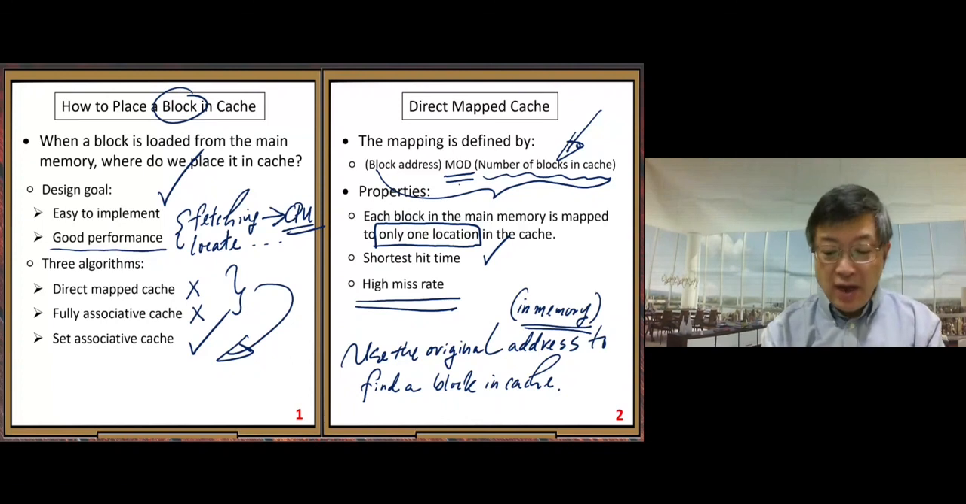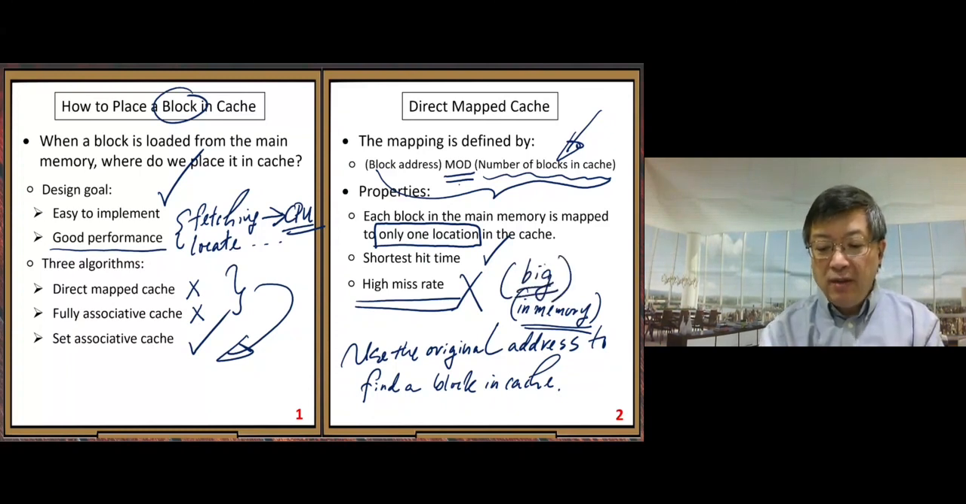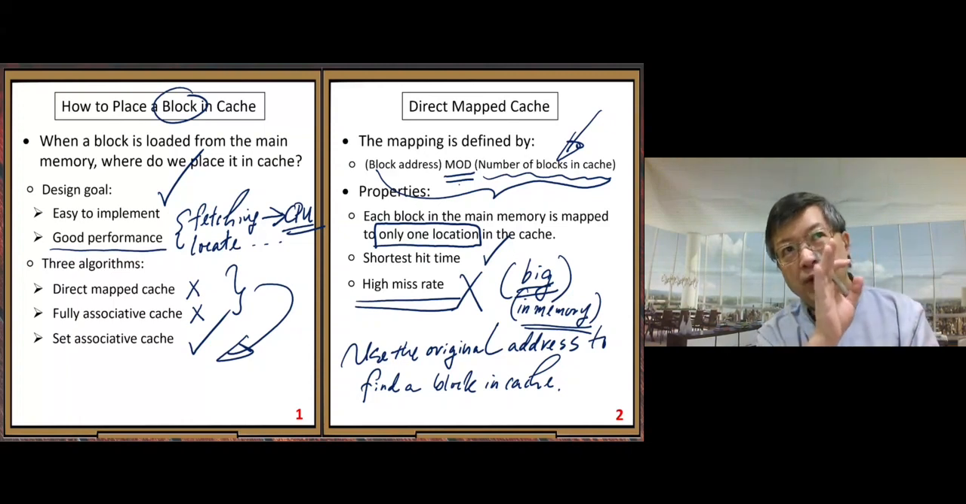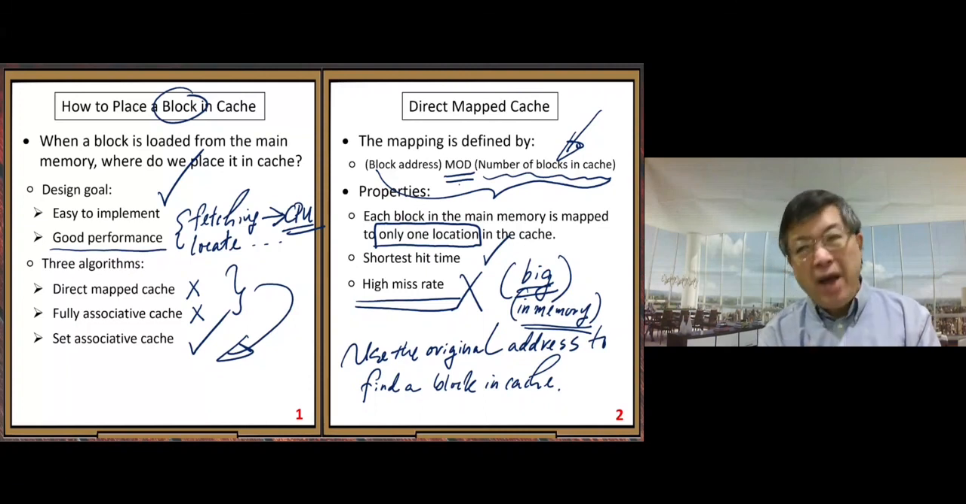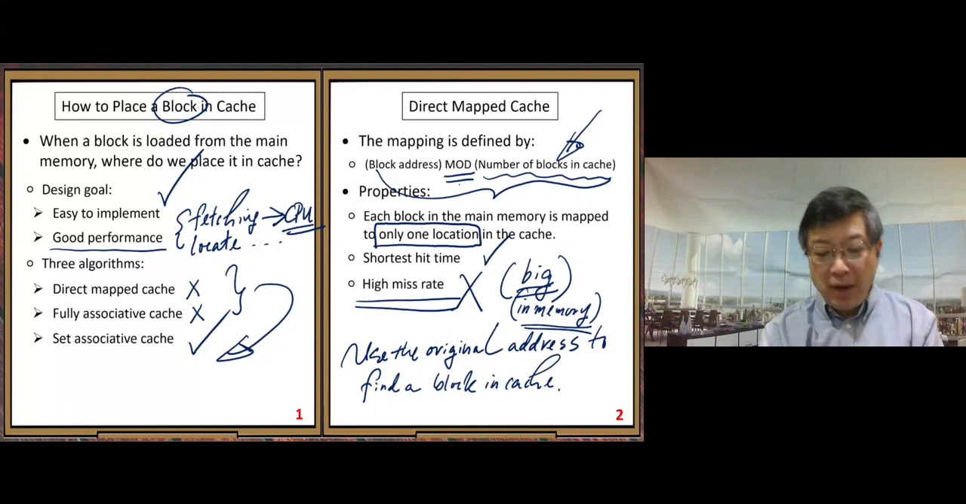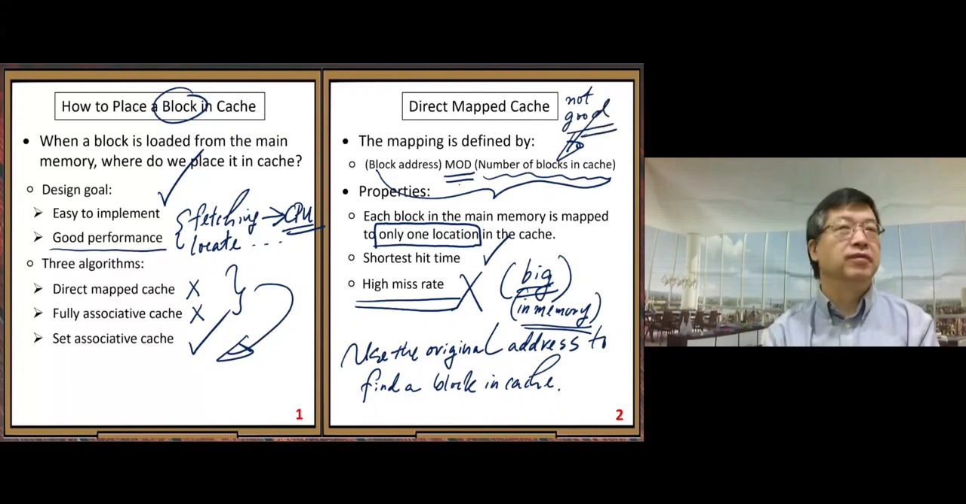High miss rate. This is a negative factor, and its impact is very big, much bigger than the shortest hit time, whose impact is not that big. So that's the main reason this whole method is not good, not efficient.